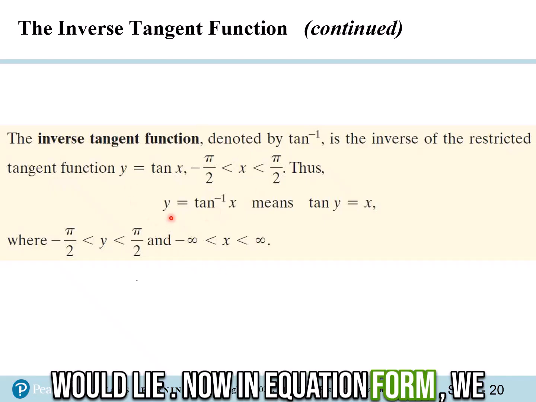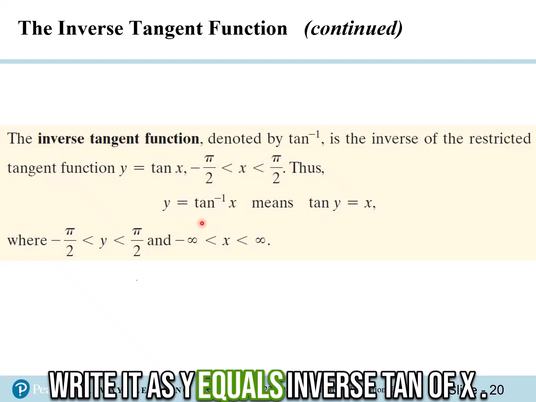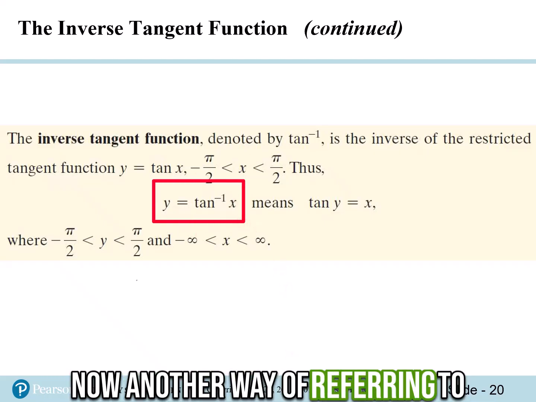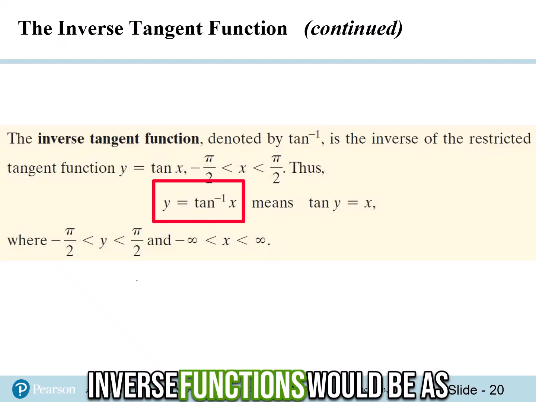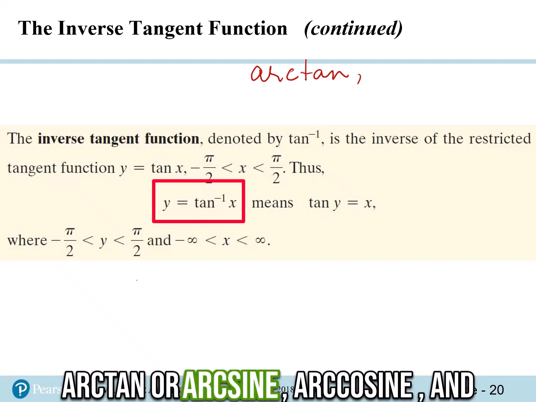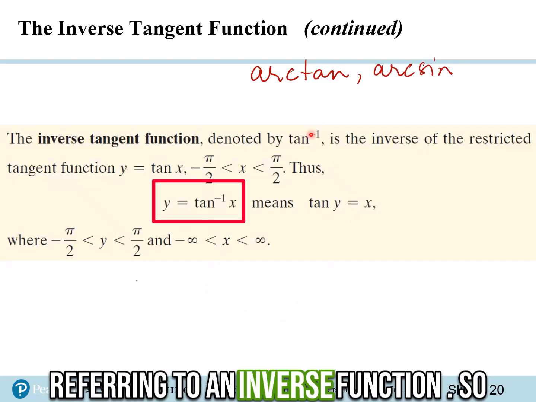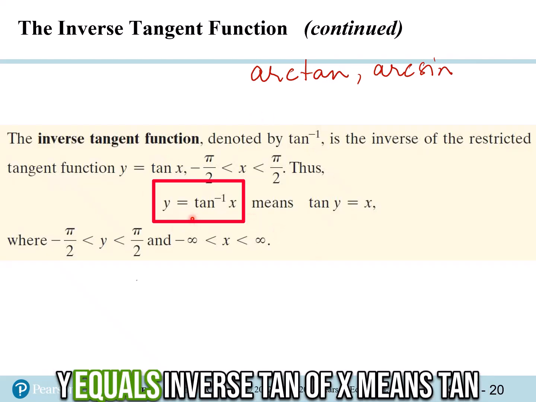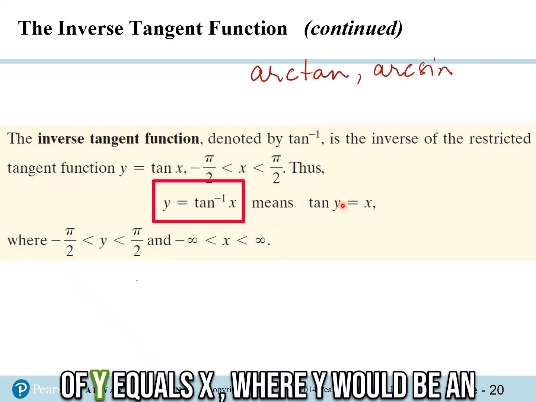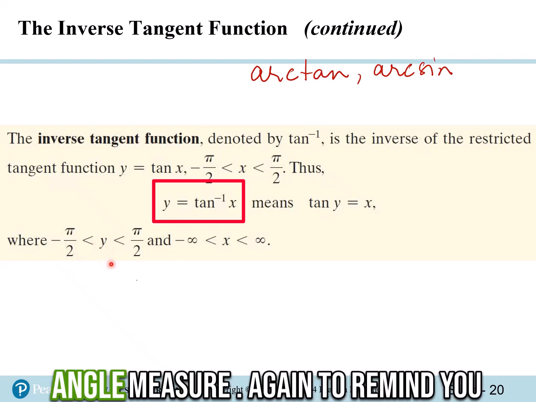Now in equation form, we write it as y equals inverse tan of x. Another way of referring to inverse functions would be as arc tan or arc sine, arc cosine, and so on. That's another way of referring to an inverse function. So y equals inverse tan of x means tan of y equals x, where y would be an angle measure.